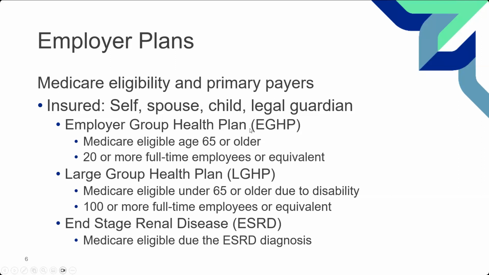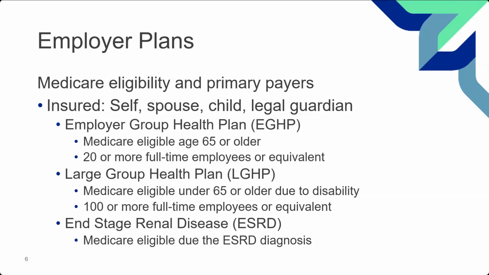The employer group health plan means that the person is insured under themselves, a spouse, a child, or a legal guardian. So they have to have insurance through working, which means that they are actively working, with one exception, and we'll talk about that in a little while. But employer group health plan means, yes, there is an employer group health plan, and the person is also eligible for Medicare at age 65 or older, in which case the employer group health plan must have 20 or more full-time equivalent employees to be primary. If it's a small group health plan, in other words, it doesn't even meet that 20 criteria, then Medicare would remain primary.